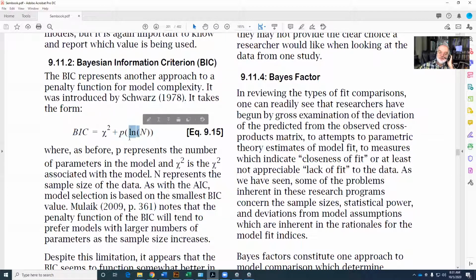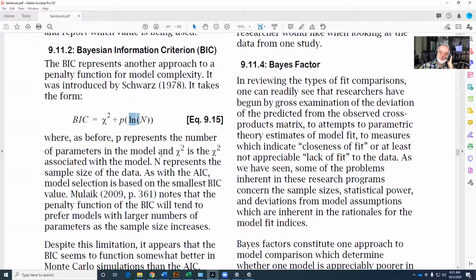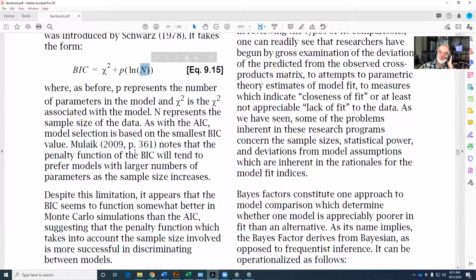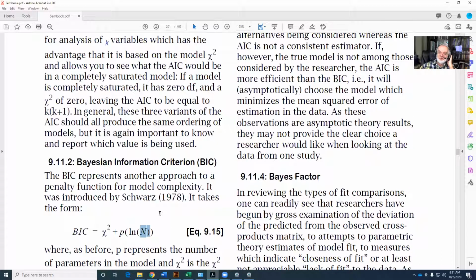And the BIC in Monte Carlo studies generally tends to perform a little bit better than the AIC. I mean, they're kind of the same bits of information. But the penalty function of the BIC will tend to prefer models with larger numbers of parameters as your sample size gets bigger, as you get larger n's. And as I mentioned, it seems to work a little bit better in discriminating between models.